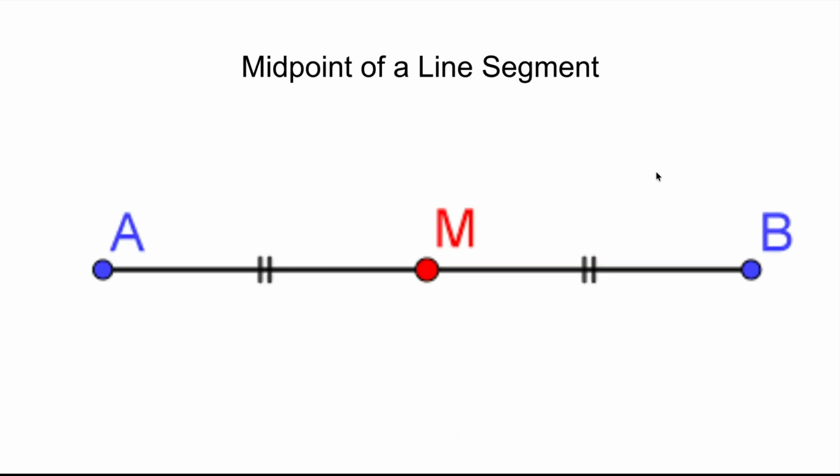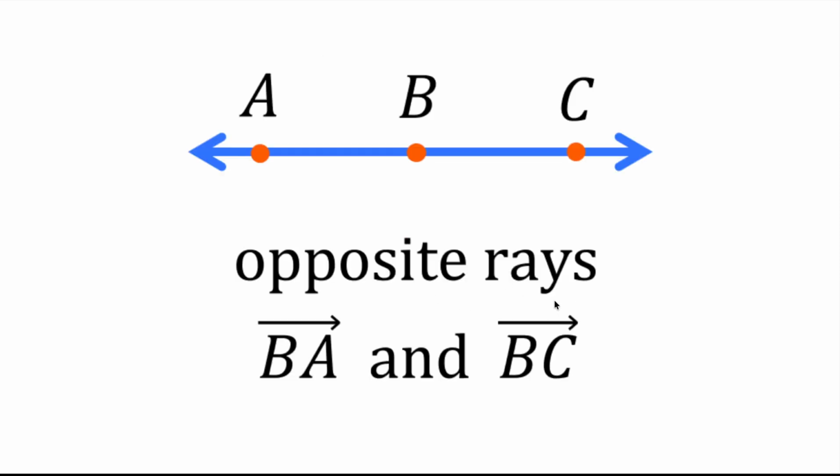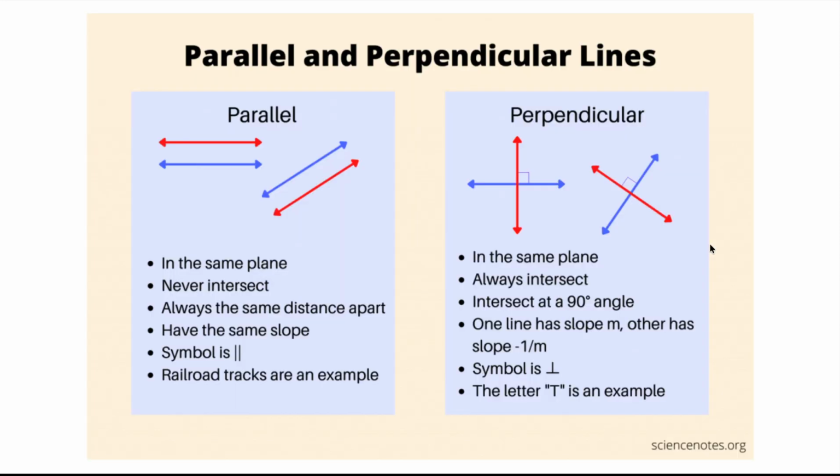We have the midpoint of a line segment, and a midpoint is not the same as betweenness. A midpoint means exactly in the middle, so that means it would be equal on the left and the right of this midpoint. Opposite rays: if we use B as the center of our line, that means we would have a ray going to the right, BC, and a ray going to the left, BA. Both of these rays share the point B, and they are going in opposite directions, so they are called opposite rays. We have parallel and perpendicular lines.